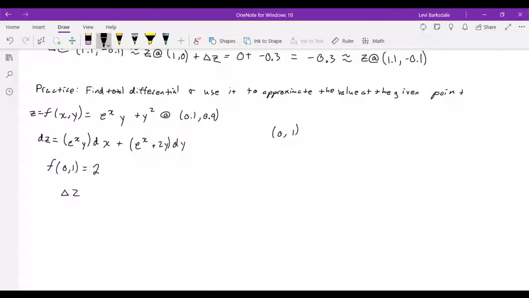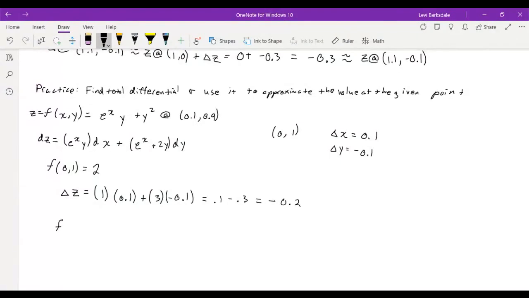Next, we need to calculate our change in z, which would be equal to e to the x times y. So e to the 0th is 1 times 1, 1 times delta x. In this case, delta x would equal positive 0.1 because from 0 up to 0.1 is a change of positive 0.1, plus e to the 0th plus 2y gives 1 plus 2, so 3 times our delta y. Delta y in this case from 1 down to 0.9 is a change of negative 0.1. This gives us 0.1 minus 0.3, which is negative 0.2 as our delta z.